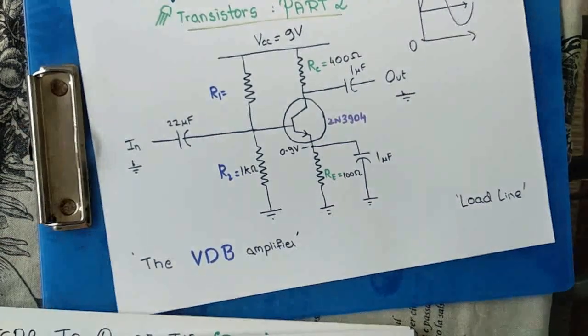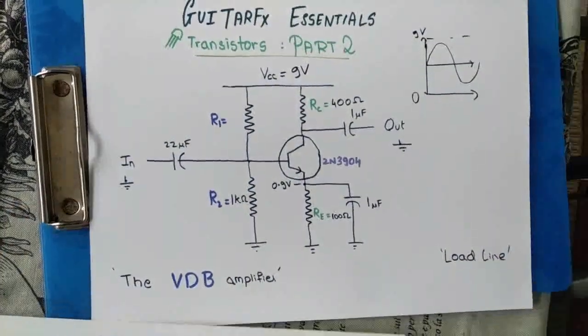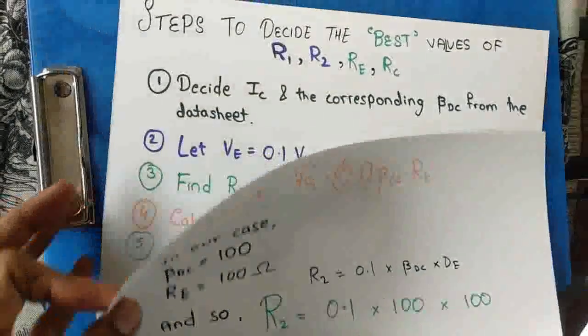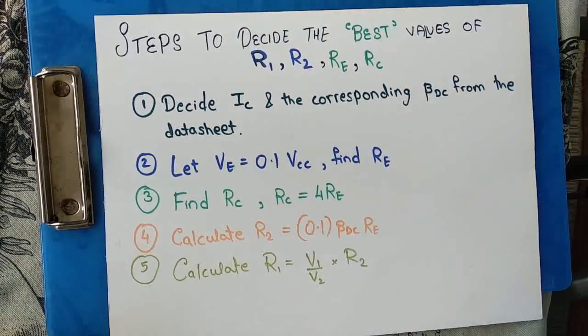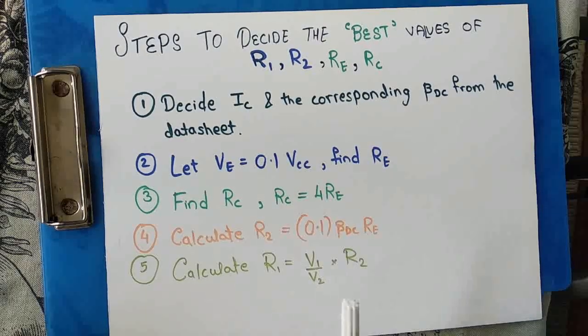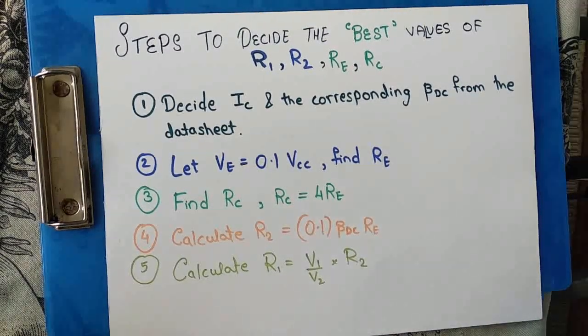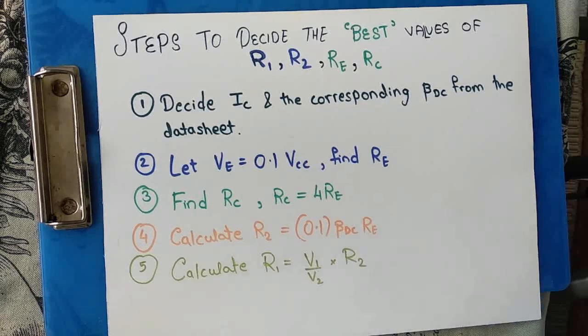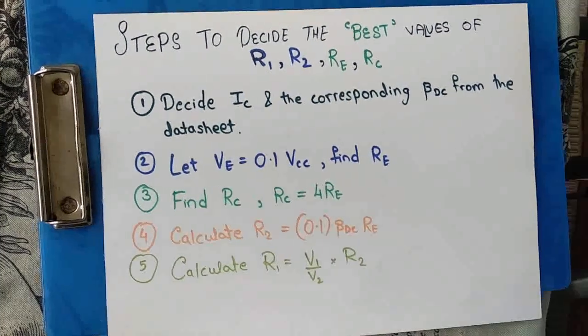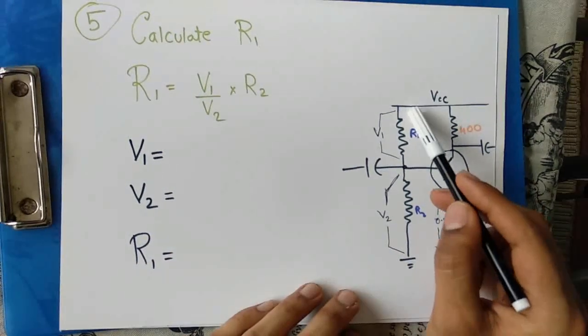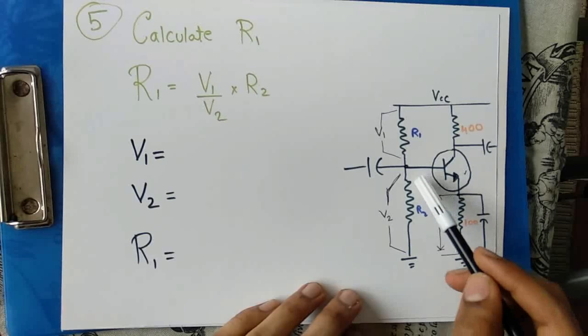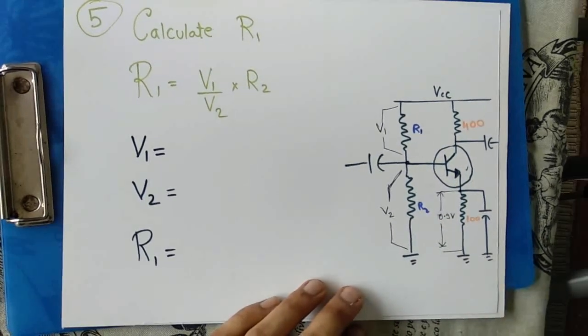Now the only thing that's left is R1, and to find R1 we have to find out V1 by V2 into R2. So what's V1 and what's V2? In our circuit, V1 basically means the voltage across R1 and V2 is the voltage across R2.